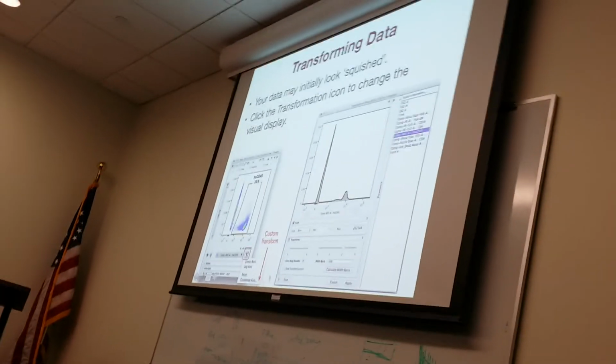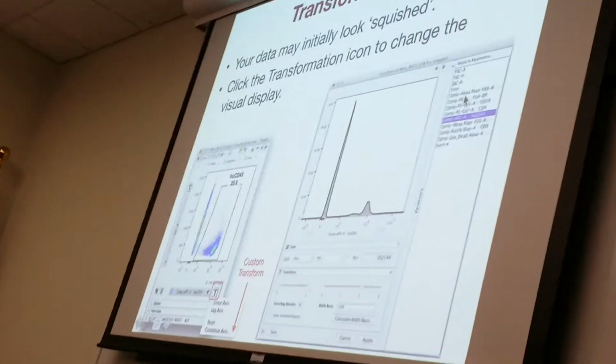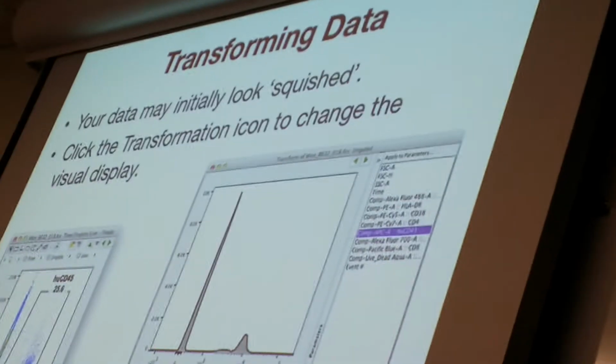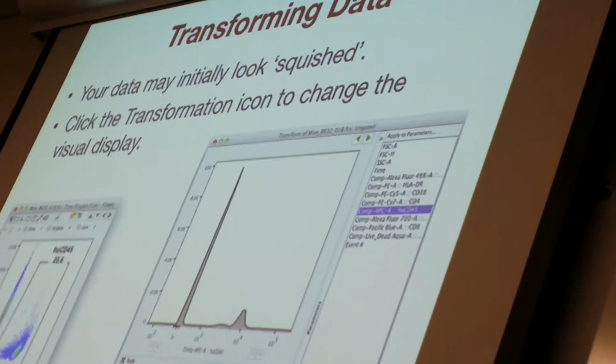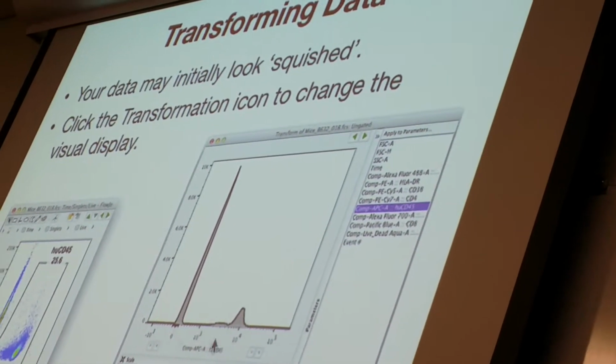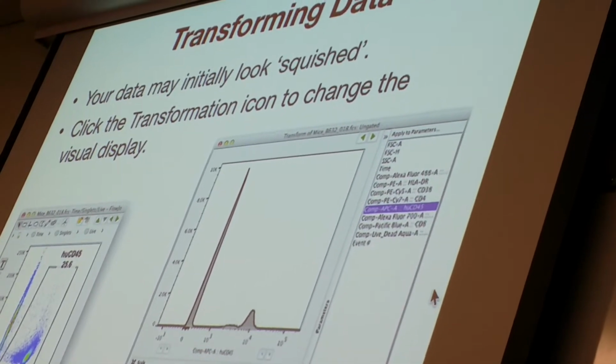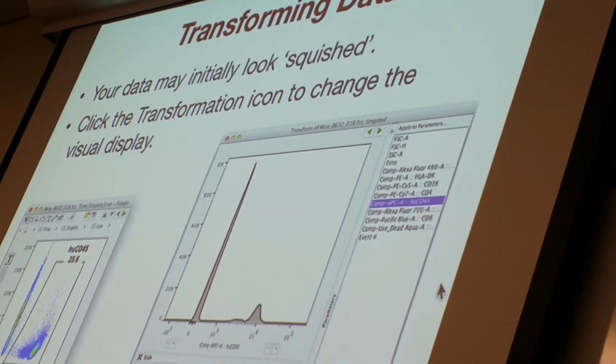Optimize axis is the best way to go. Highlight whichever parameters you want to transform, and then use these little scroll bars, or you can even type it in down here, to change the way the data is displayed. It doesn't change the numbers, only the visualization.